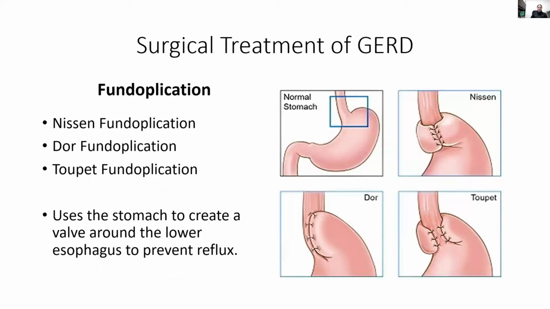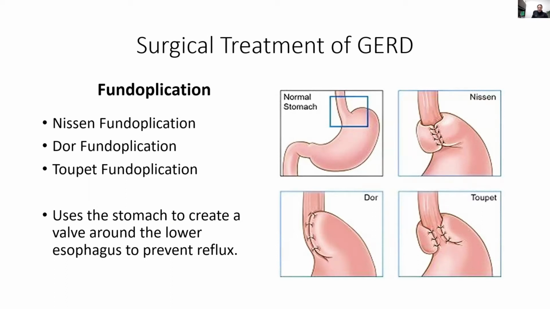As far as the treatment options for surgery, it really falls into 2 classes. The first one I'm going to talk about is fundoplication. There are 3 different kinds of fundoplications that we do. They all pretty much work the same way: we're basically using the stomach to create a valve around the lower esophageal sphincter, and this helps to prevent reflux.